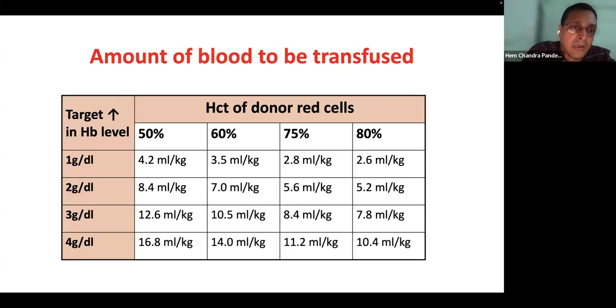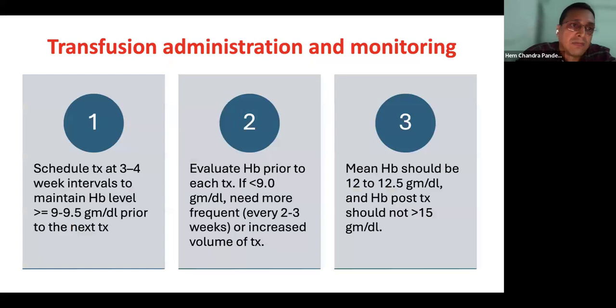Ideally, the usual packed cells from blood centers have a hematocrit between 50 and 70. So if you follow the 60% hematocrit rule, you will be transfusing an almost adequate amount of red cells to the child. If your target is to improve hemoglobin by just 1, you can give around 3.5 mL per kg. So you have to decide according to the child's weight and the target hemoglobin how much you want to transfuse. Taking an average of 60%, you'll be transfusing an adequate amount. Next slide.